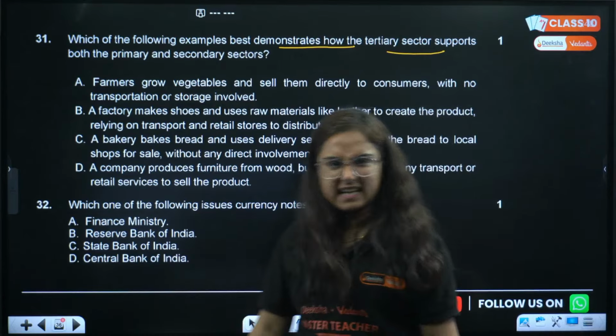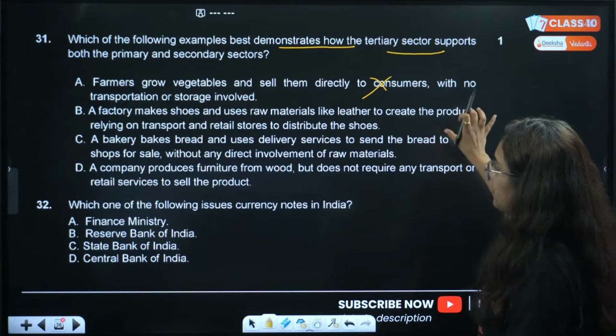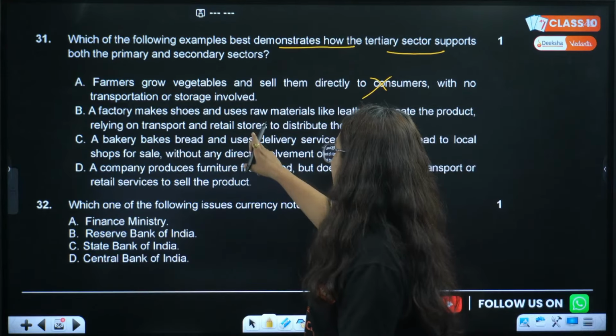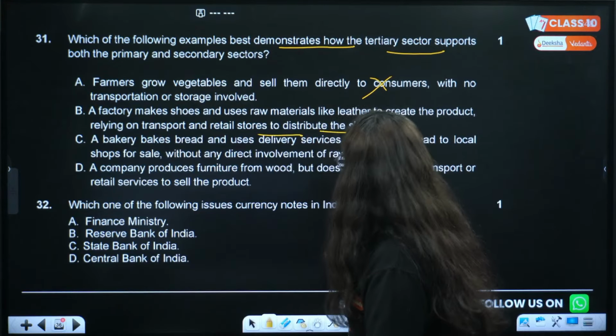Farmers grow vegetables, sell them directly to consumers with no transportation. Is it possible? How can this be possible? At least give logical statements. My class 10 students are extremely smart. B. A factory makes shoes and uses raw material like leather to create the product, relying on transport and retail storage to distribute the shoes.